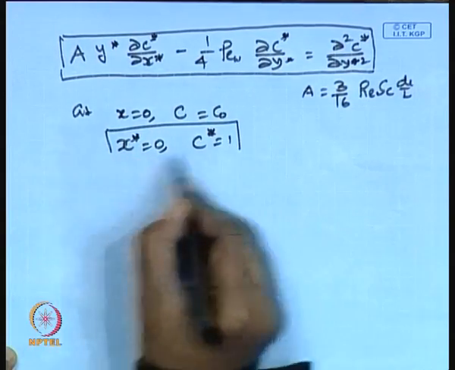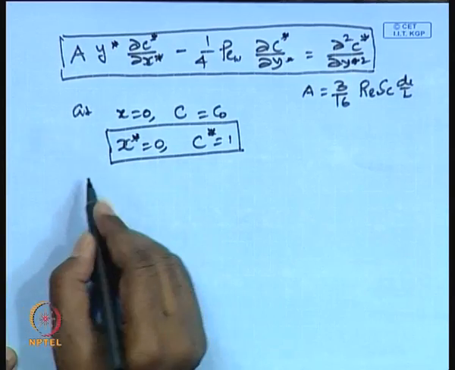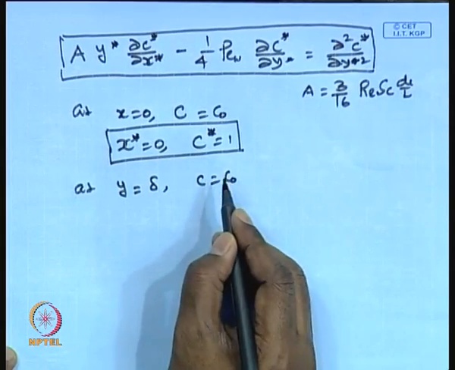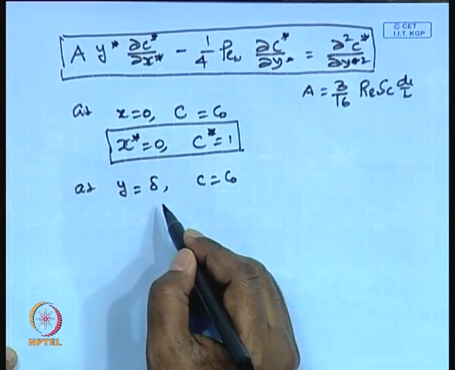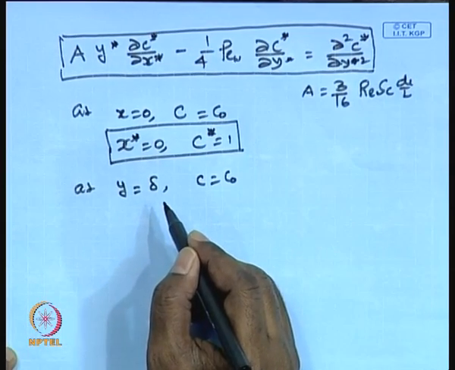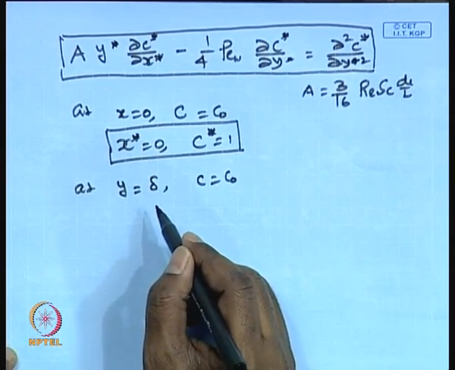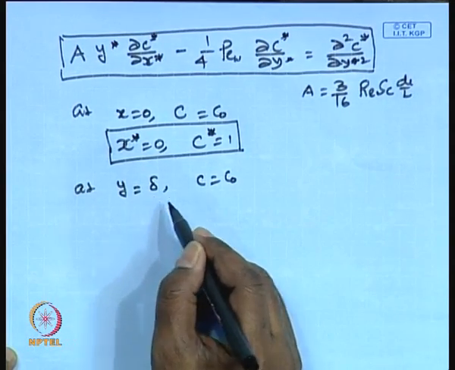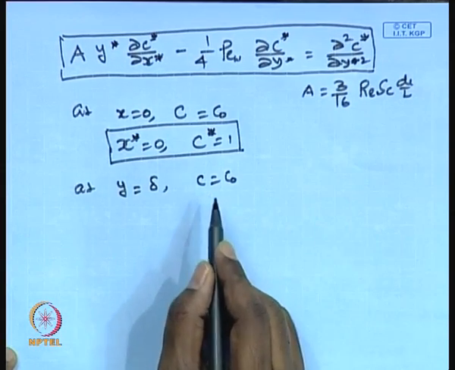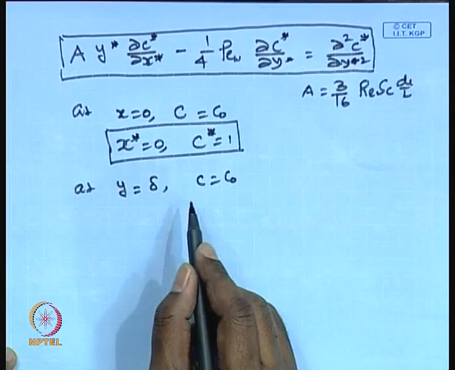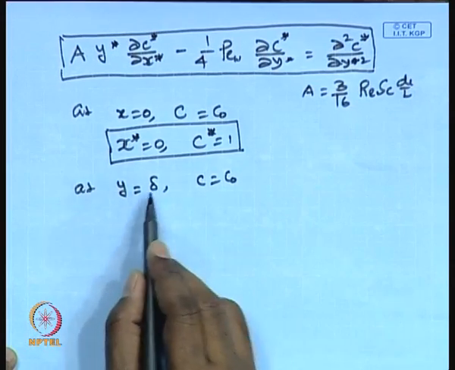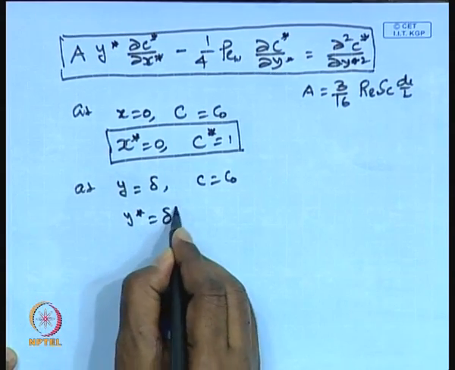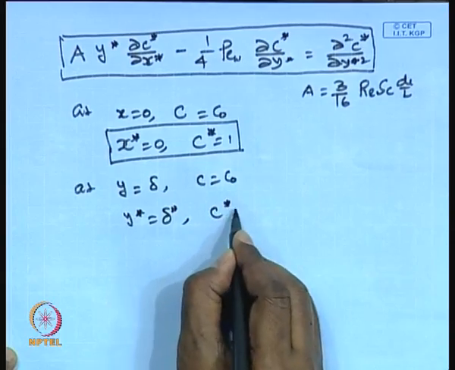The other boundary condition is at y equal to delta, c is equal to c0. Since we are doing an integral analysis, we can really put the value of the boundary condition at y equal to delta. That is the exact boundary condition, more accurate compared to y equal to infinity, c equal to c0. So at y equal to delta, c is equal to c0, therefore at y* equal to delta* divided by h, c* becomes 1.